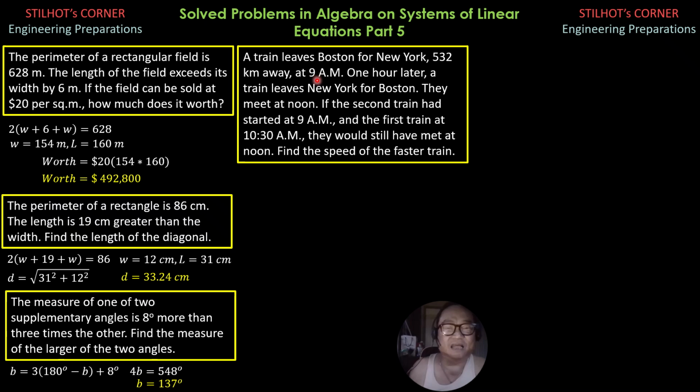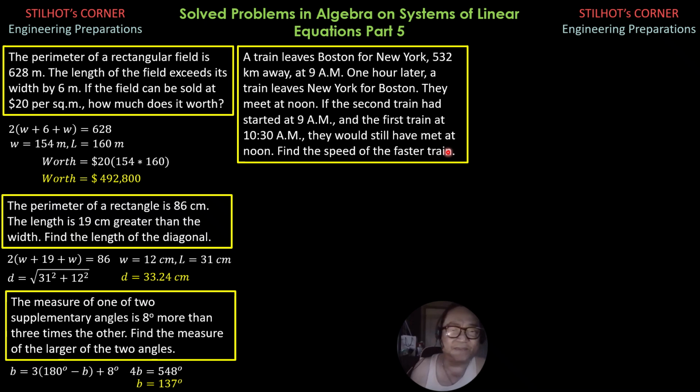Next, a train leaves Boston for New York, 532 kilometers away, at 9 a.m. 1 hour later, a train leaves New York for Boston. They meet at noon. If the second train had started at 9 a.m. and the first train at 10:30 a.m., they would still have met at noon. Find the speed of the faster train.